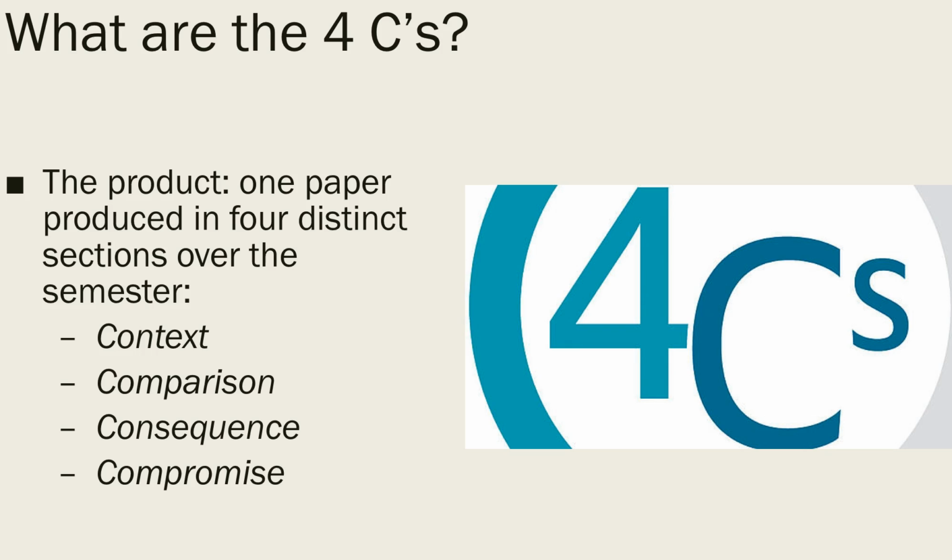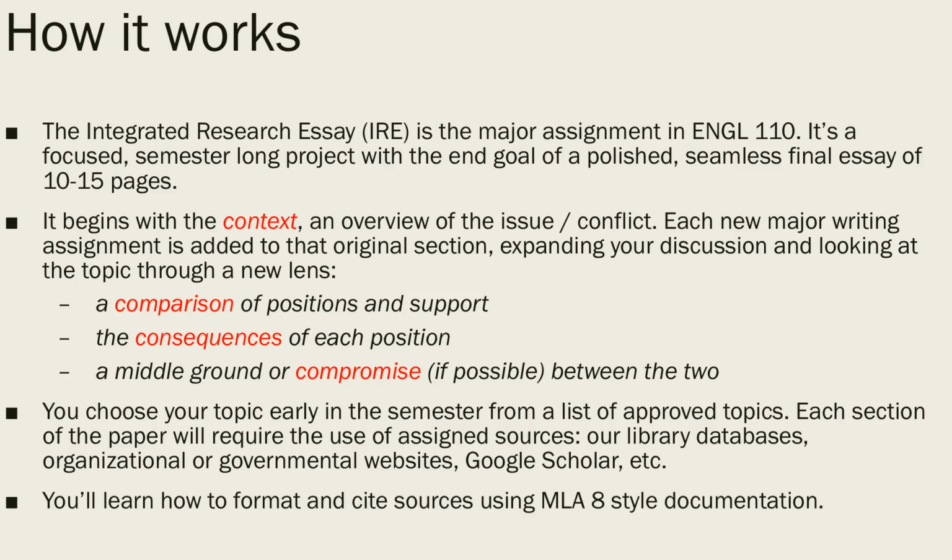Your integrated research essay is one final product, which is broken into four sections: context, comparison, consequences, and compromise. So, we will be writing one section at a time. You will not be writing the entire IRE in one big draft. We're going to do one section at a time, and we will begin with context and then move on to comparison, consequence, and compromise. And each section has its own purpose and objective. So this is how it works.